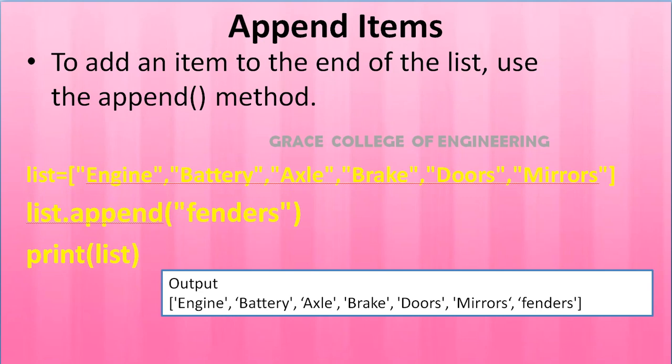If you want to use the append function, you can add a new item at the end of the list. Okay, so the list is created with the elements, then list.append of fenders. The fenders will be added at the end of the list after the mirrors. Then print list. Output is engine, battery, axle, brake, doors, mirrors and finally the last one is fenders.